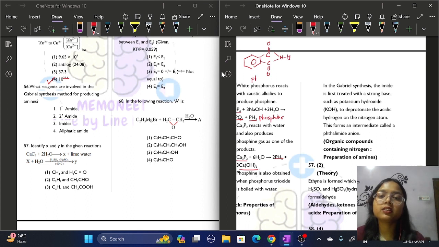Okay. So this is the phthalimide. So in the Gabriel phthalimide synthesis reaction, the phthalimide is reacted with a strong base, let's say KOH. So we know that from a strong base, OH minus ions are released, which will react with the acidic hydrogen present in the phthalimide, and it leads to the formation of the phthalimide ion.